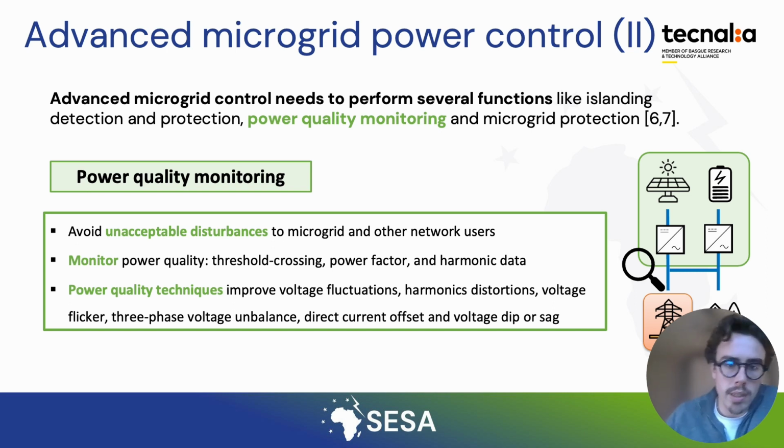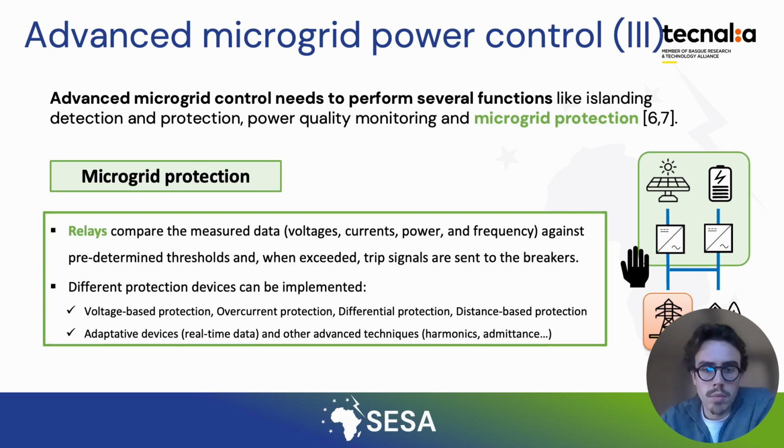Power quality monitoring helps to avoid unacceptable disturbances for the microgrid and the rest of the network users. For that, power quality parameters are monitored, for instance power factor, harmonic data, and also threshold crossing. Some power quality techniques can help to improve voltage fluctuations, harmonic distortions, and also voltage flicker and other problems that may appear in the microgrid.